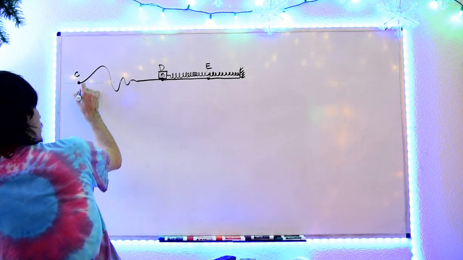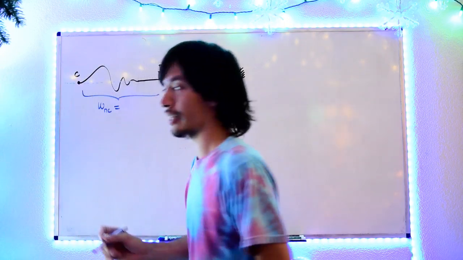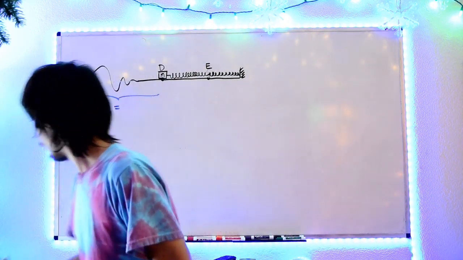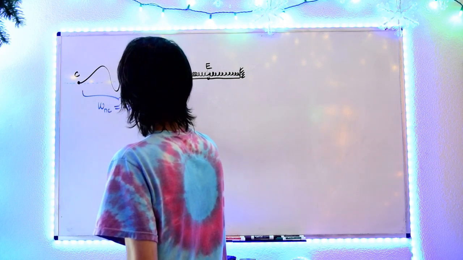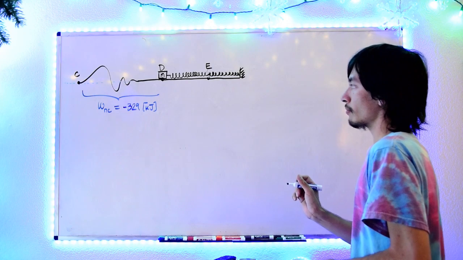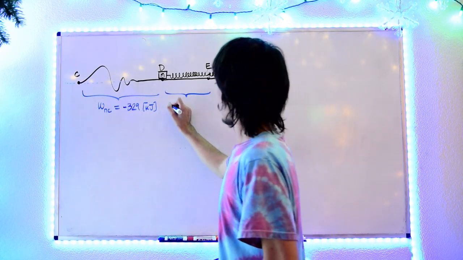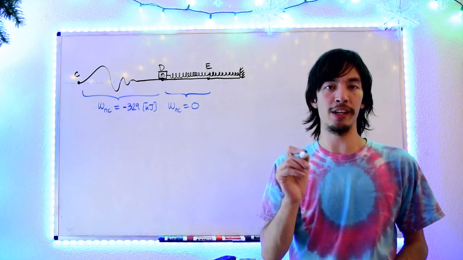From C to D here, the work done by non-conservative forces, or the change in mechanical energy, will be negative 329 kilojoules. From D to E, the work non-conservative is 0. No change in mechanical energy during that section.